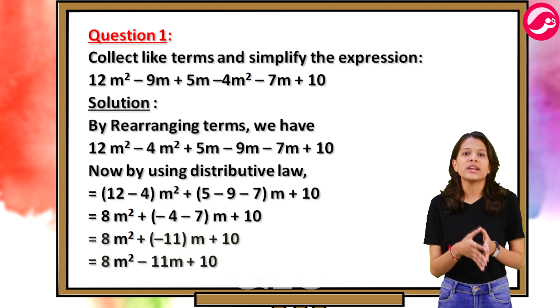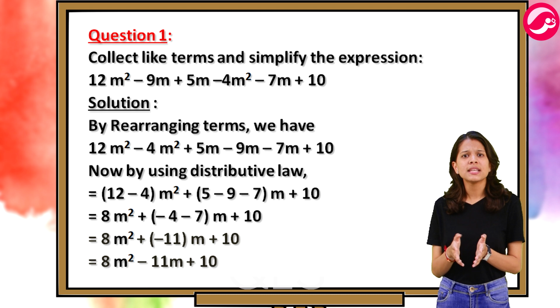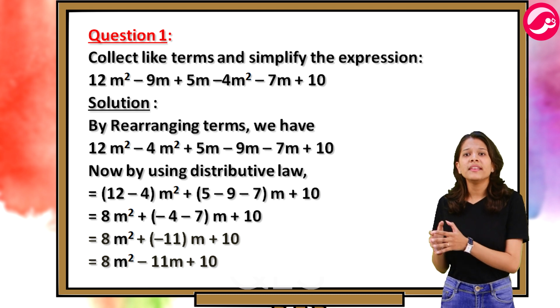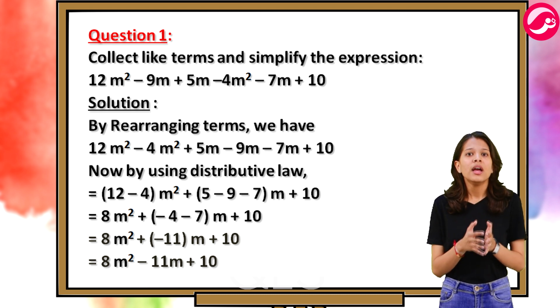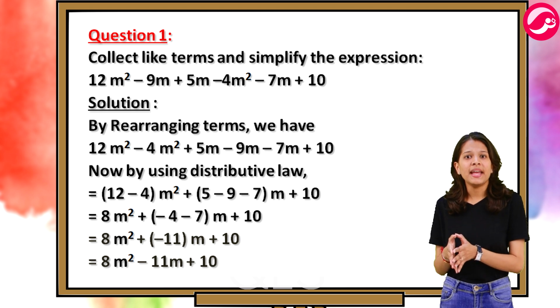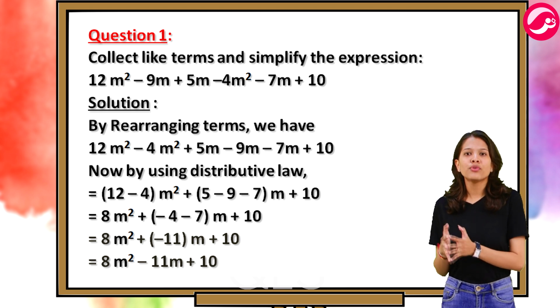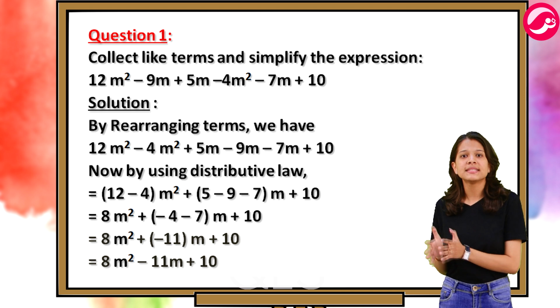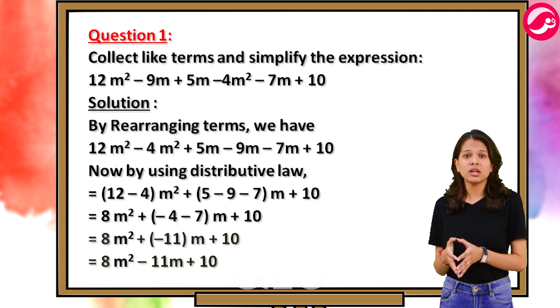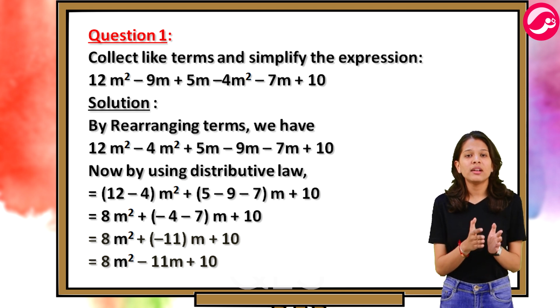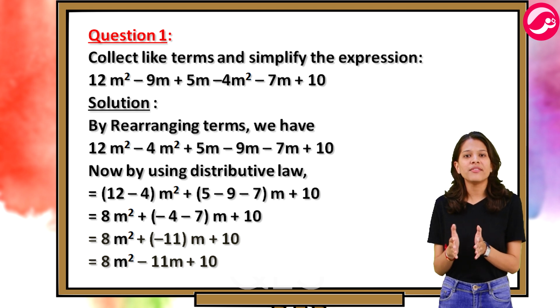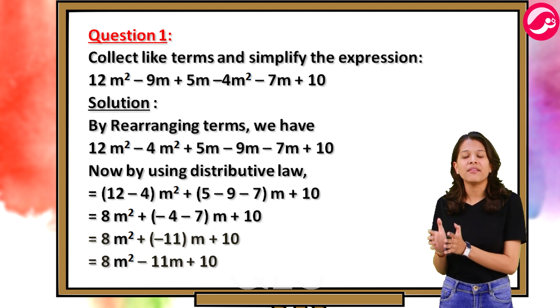Now, let's start with the question solving. The first question says, collect like terms and simplify the expression. The expression is 12m square minus 9m plus 5m minus 4m square minus 7m plus 10. By rearranging the terms, we have 12m square minus 4m square plus 5m minus 9m minus 7m plus 10.